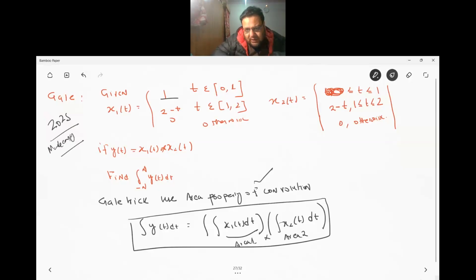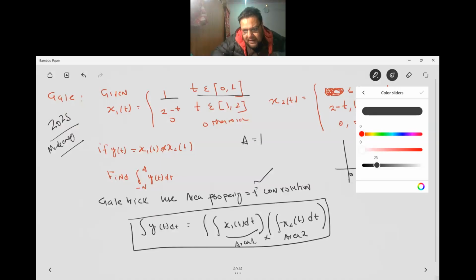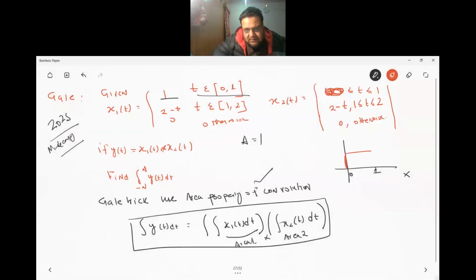So given this, amplitude is equal to 1 and time belongs to 0 comma 1. That means when time, which is usually on the x-axis, is between 0 and 1, the amplitude of the signal remains 1. Correct? The amplitude remains 1 from 0 to 1. Then what is it saying?